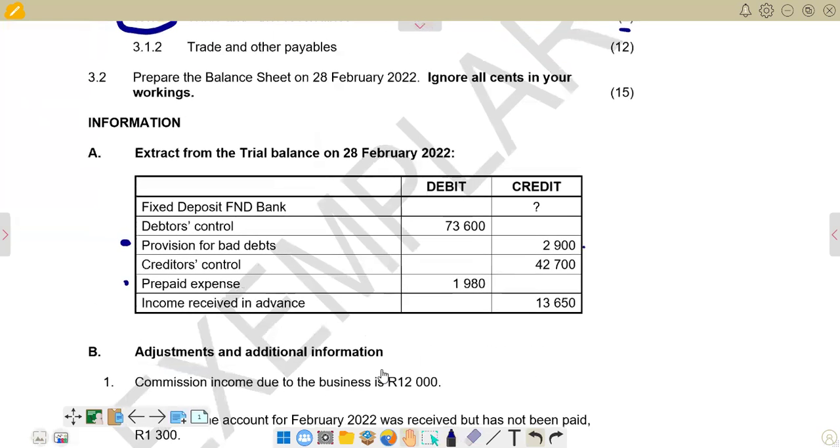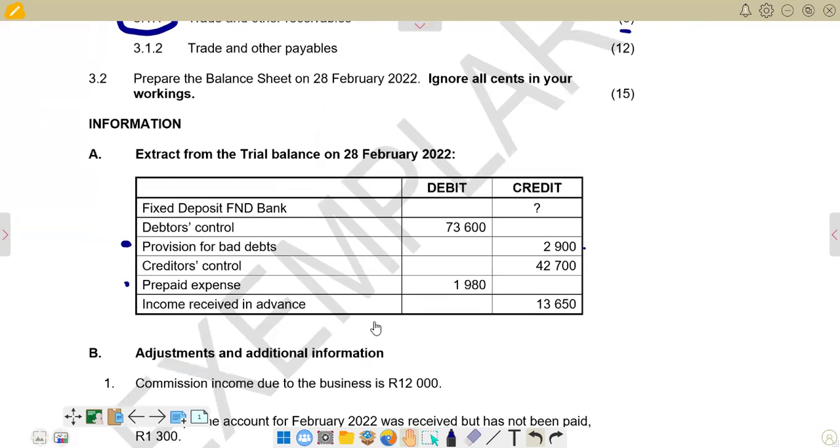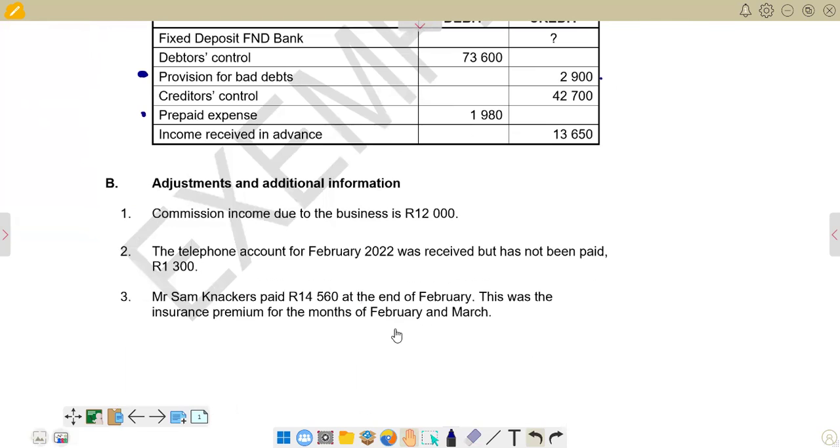If you come here, you'll see that our year is ending on 28th February 2022. But this was money that was paid for February and March, of which March is outside our financial period. Our financial period is ending on 28th February, which means that the one that was paid for March becomes a prepayment. Remember, a prepayment is money that has been paid for the next financial period. So March is inside the next financial period, so it becomes a prepayment. But remember, this 14,560 is for 2 months, February and March. So you need to see what the monthly payment was.